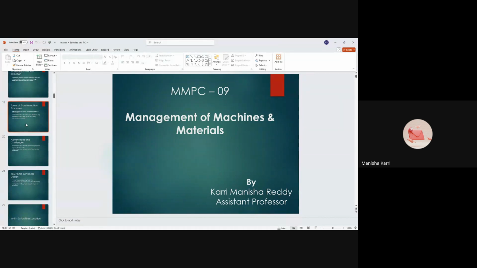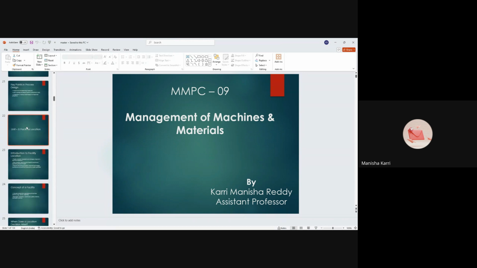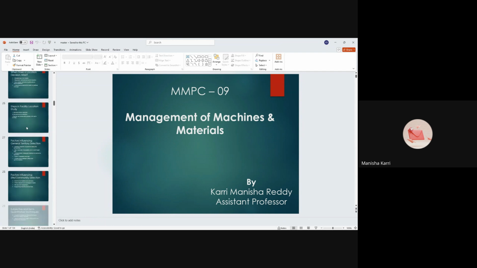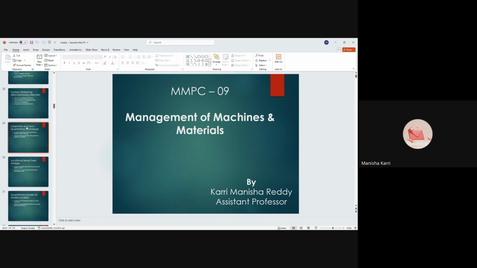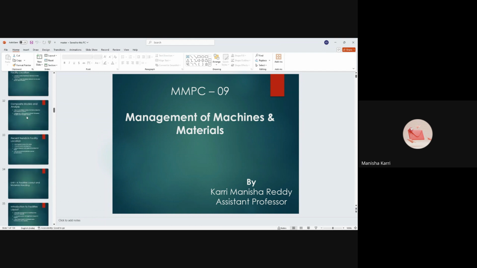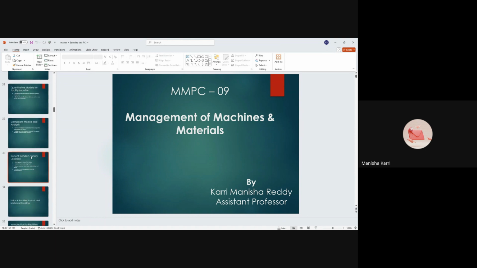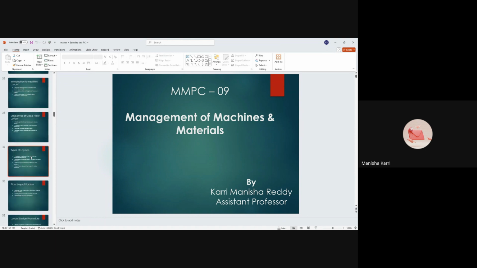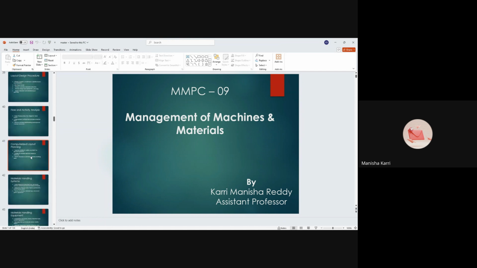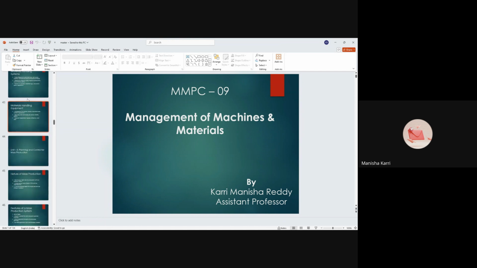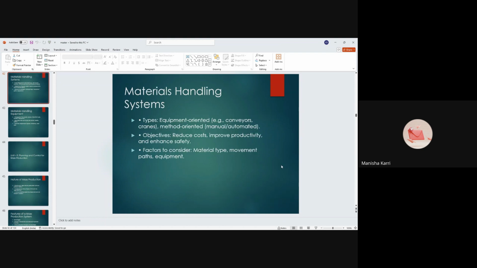In yesterday's class, we completed up to 4 units. We have covered some of the topics in the 4th unit. Today we are going to start. The first topic is materials handling systems.